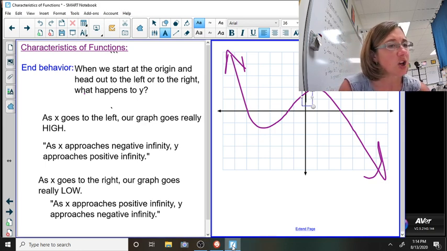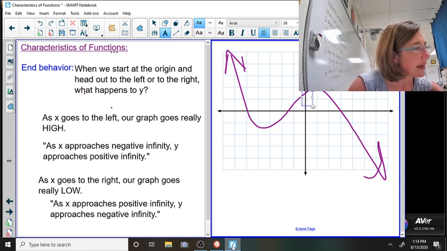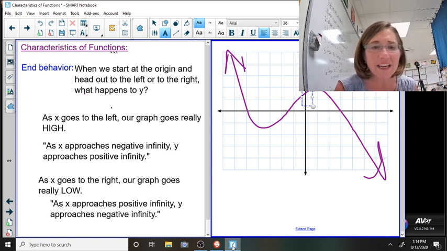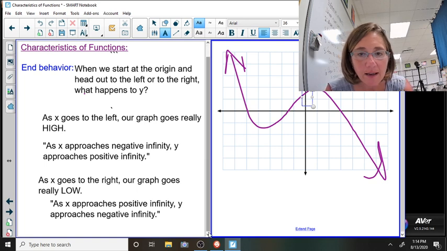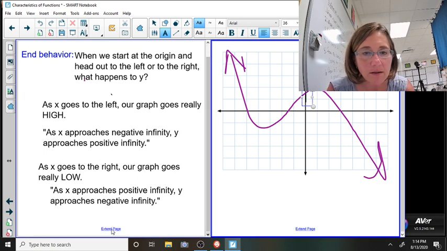Another thing that I would like to talk about with this graph is where it is increasing and where it is decreasing. So let's see if I can add some text here.